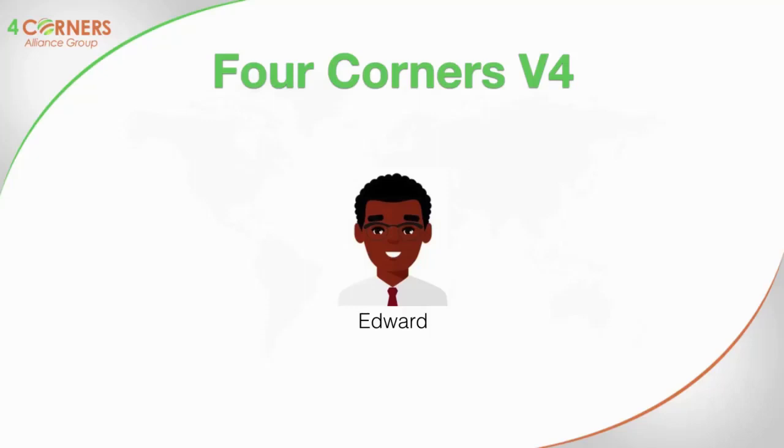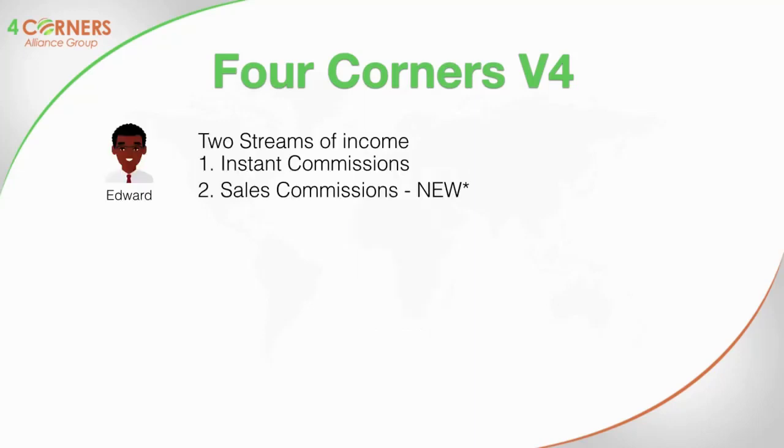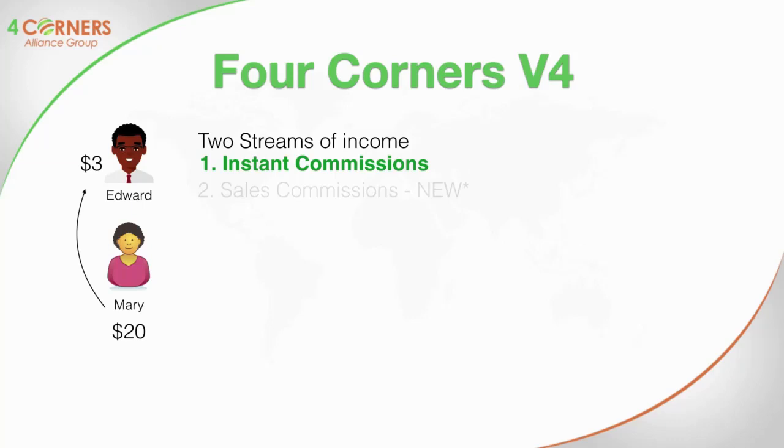Let's examine the new Four Corners version 4 compensation plan. We're going to use Edward here as our main example. Edward now has two different streams of income available to him. He has instant commissions like we've always had, and he now also earns sales commission every time he brings somebody into the business. So let's start off with this example that Edward has brought in Mary.